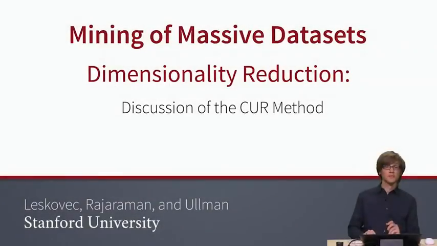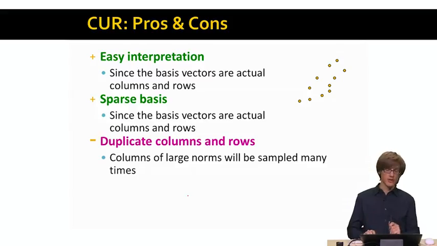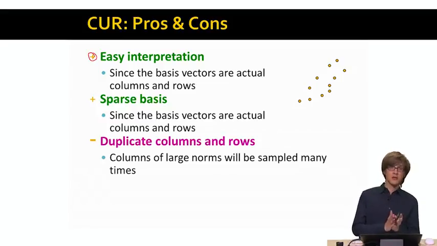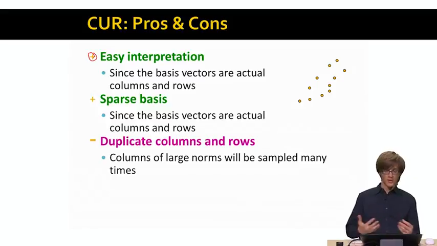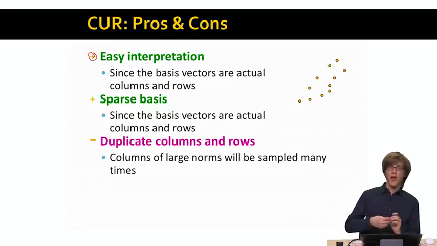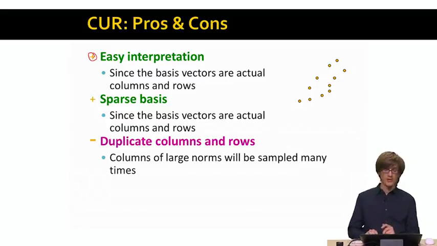To demonstrate the pros and cons of the methods, let me talk about this very quickly. So why is the CUR method good? First, the CUR method is very easy to interpret. The rows and columns of C and R are simply the actual data points, actual rows and columns of our data matrix. So it's very easy to interpret them because it's actual data.